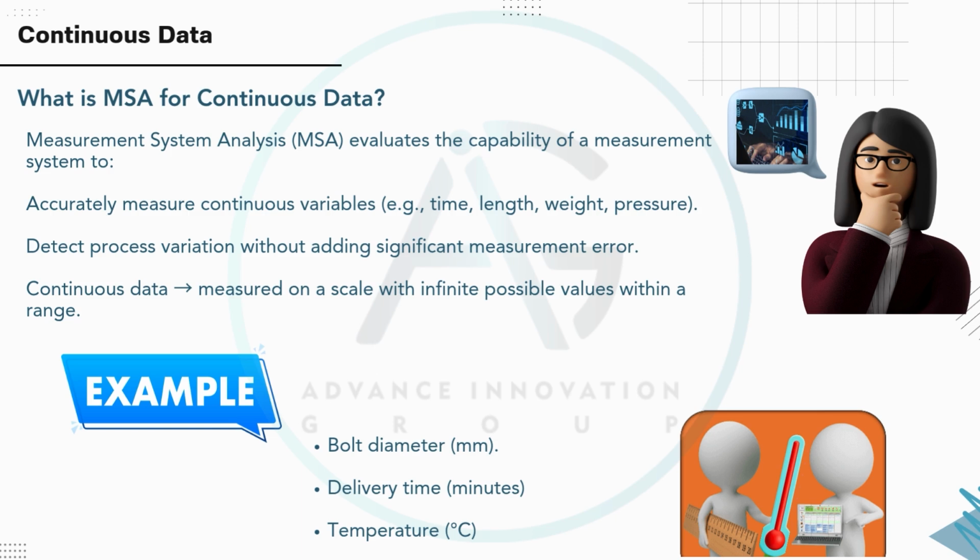A good measurement system gives us reliable data that reflects the actual process, not noise or mistakes from the tools or methods we use. Now, remember that continuous data means values that fall on a scale with infinite possible values within a range. They're not limited to fixed steps. Here are a few real-world examples of continuous data. The diameter of a bolt measured in millimeters, delivery time recorded in minutes, or temperature in degrees Celsius.